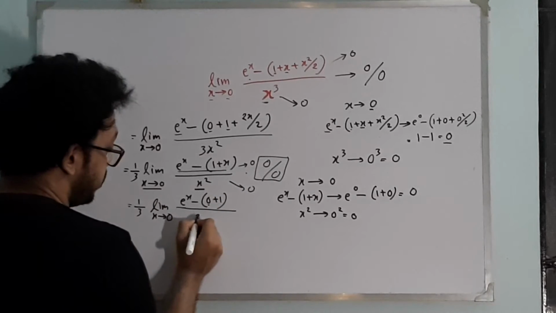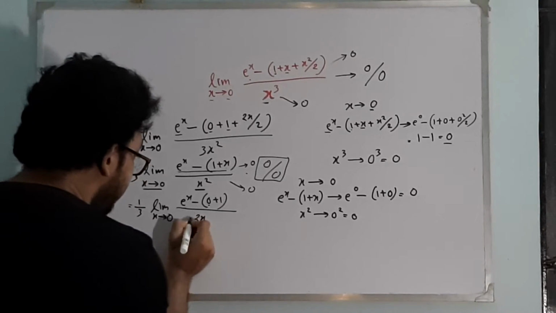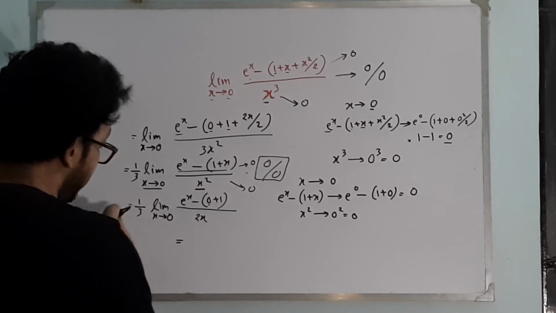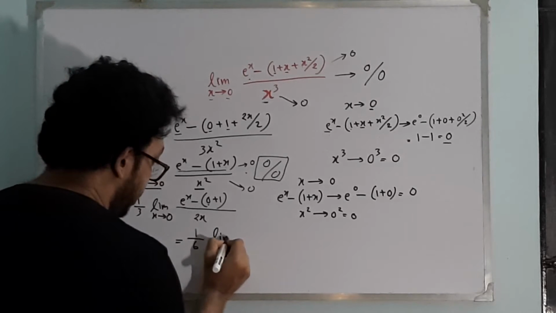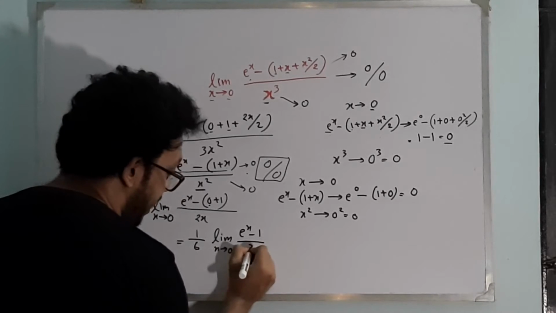Divided by differentiation of x square with respect to x, which is nothing but twice x, right? Now I can take this 2 outside. So if I take this 2 outside, this will get multiplied with 1 by 3 and I will have 1 by 6 outside into limit of x tending towards 0 e to the power x minus 1 divided by x.